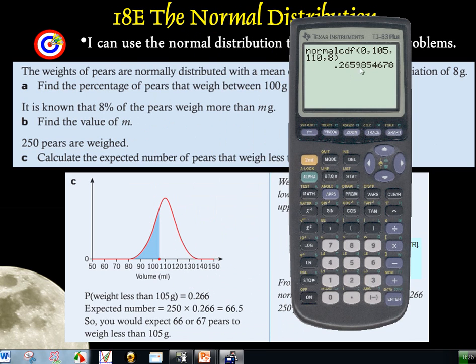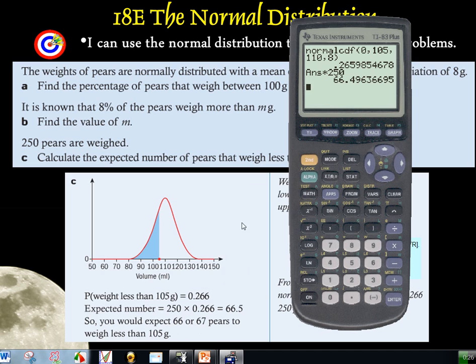So we want to find out what 26.6% is of 250. We take our answer and multiply it by 250, and we get 66.49. So it's 66 or 67 pairs that will weigh less than 105 grams.